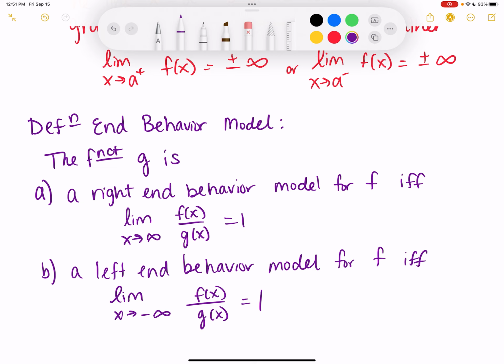So typically we only look at whatever the highest powered term is when we're doing this. That's what will tell us what's happening. The rest of it is going to be irrelevant when we're going out to infinity, basically.